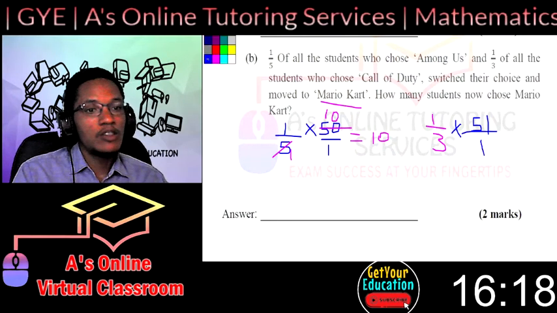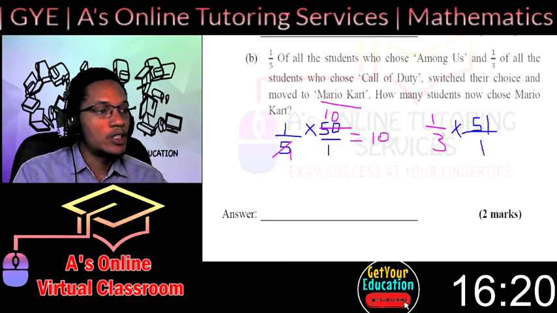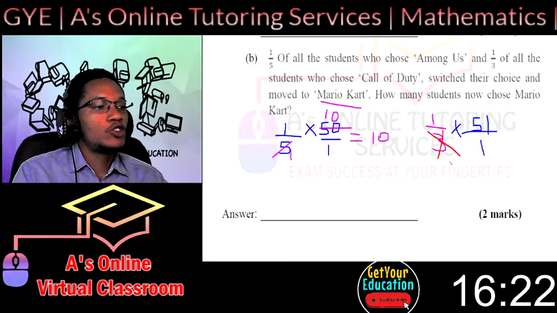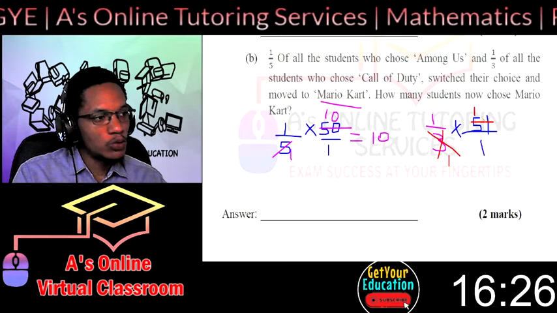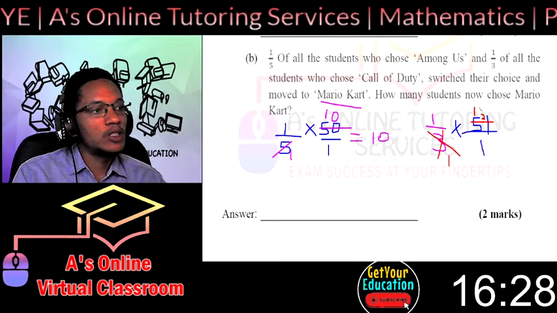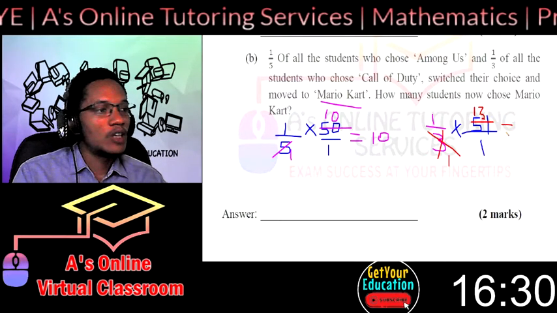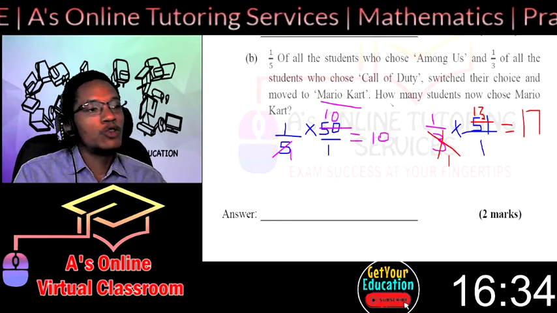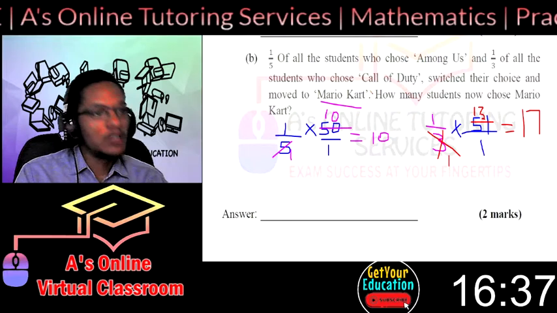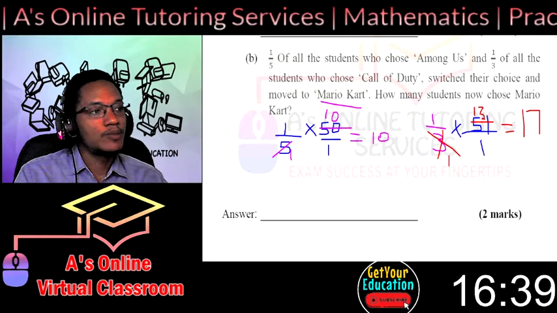All of these are things you can learn right here on Get Your Education. 3 into 3, 1. 3 into 5 is 1, remainder 2. 3 into 21 is 7. So that means 17 students switched from Call of Duty to Mario Kart.